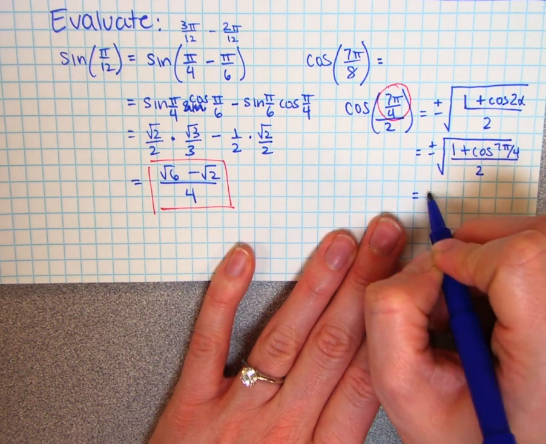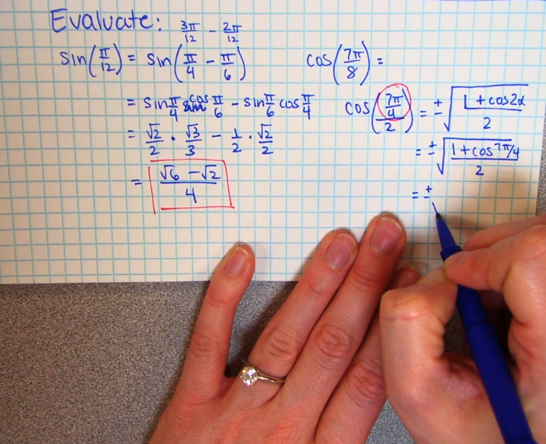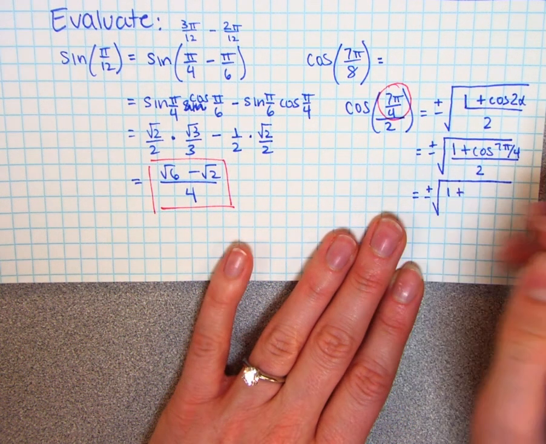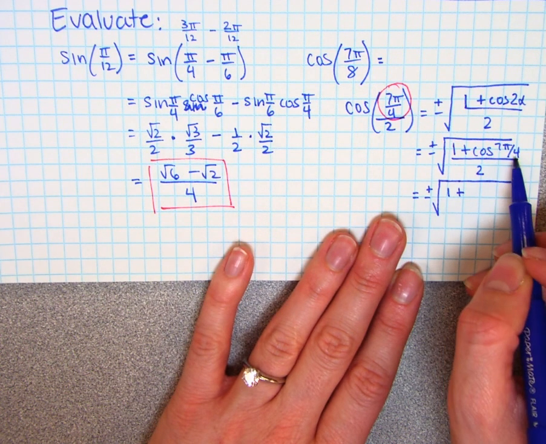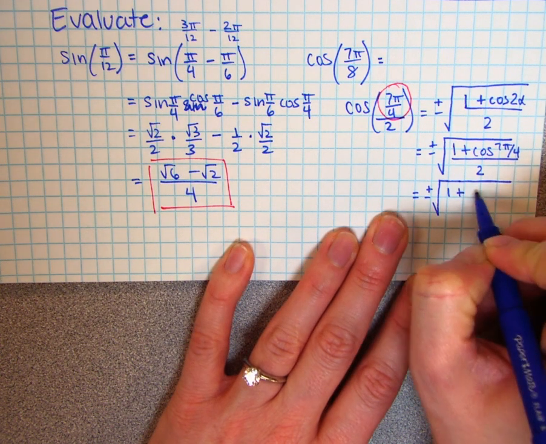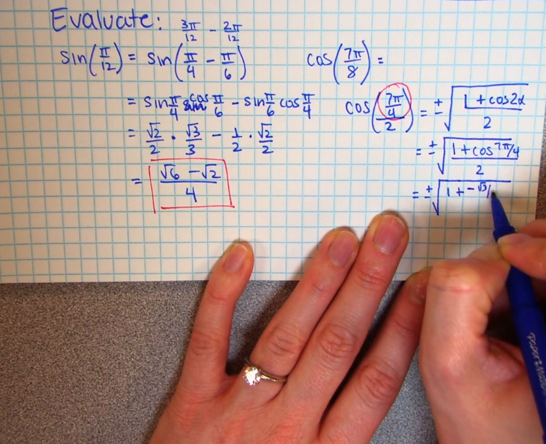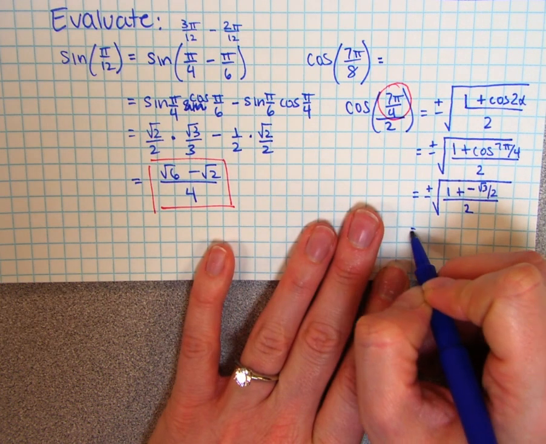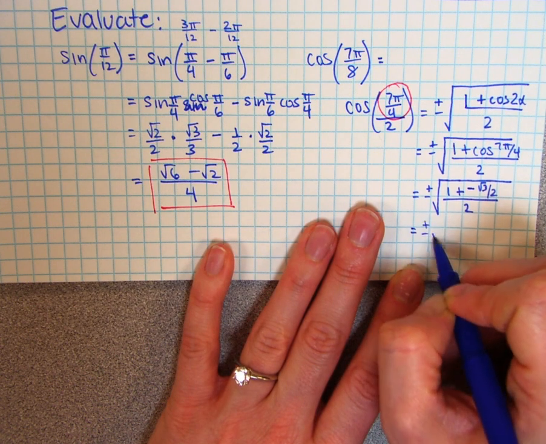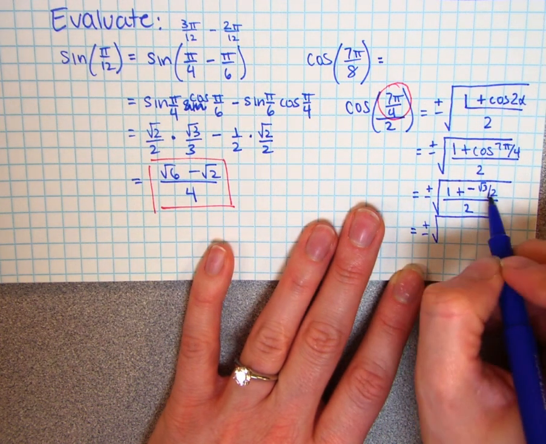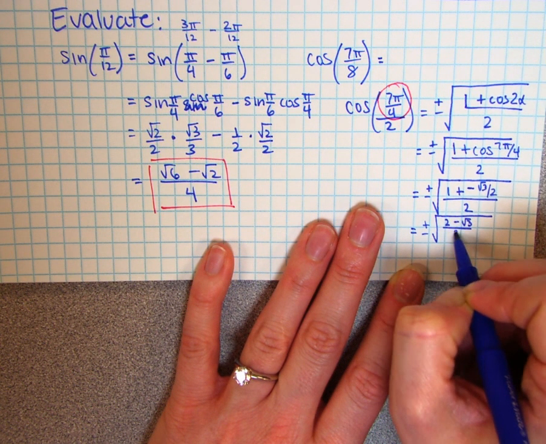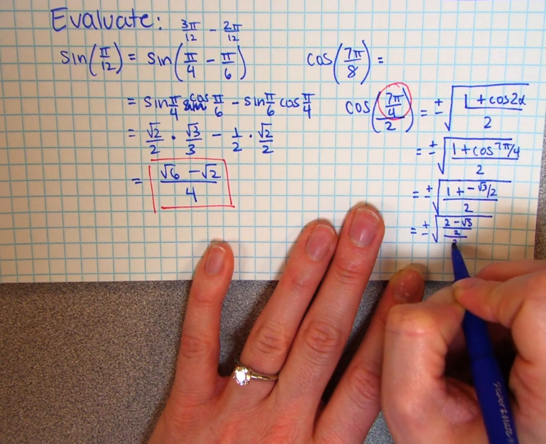Be thinking about what quadrant that's in. Again, we'll take the plus or minus. We'll deal with which one it is later. We have 1 plus. Now, 7 pi over 4 is in the 4th quadrant. Cosine is negative in the 4th quadrant. So that gives us a negative root 3 over 2. As I run out of space, we have our plus or minus. Combining these at the top, I have 2 minus root 3 over 2, which is again over 2.